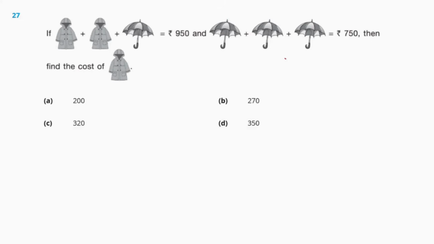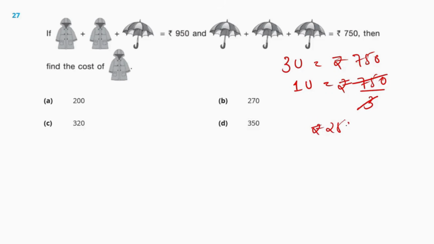So now we know that the cost for 3 umbrellas is rupees 750. If we are given rupees 750, we can buy 3 umbrellas. So to find the amount of one umbrella, can we just divide the rupees 750 by 3? Yes, we can. So let's do that. If we divide rupees 750 by 3, the amount per umbrella will be rupees 250. That is, one umbrella is equal to rupees 250. Now if we take this value and substitute it here, that is, 2 raincoats plus 1 umbrella is equal to rupees 950.